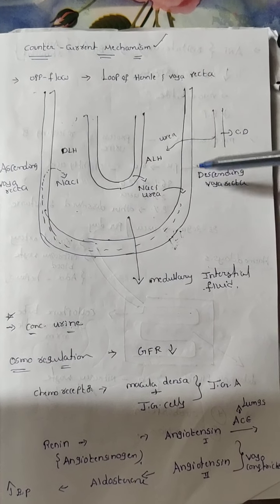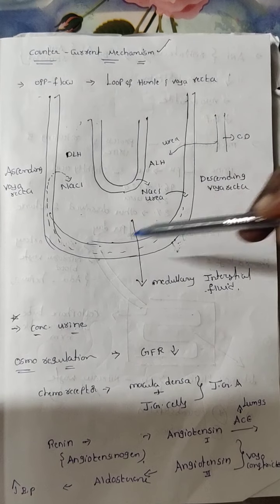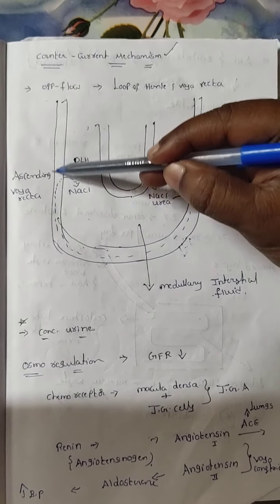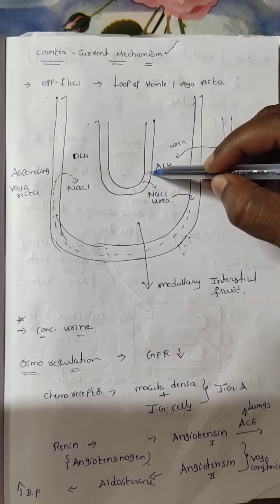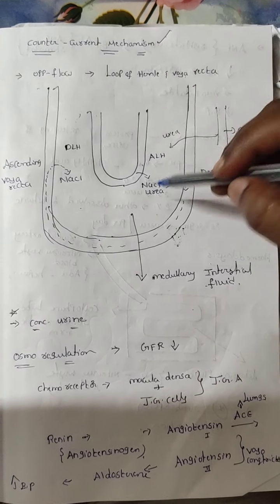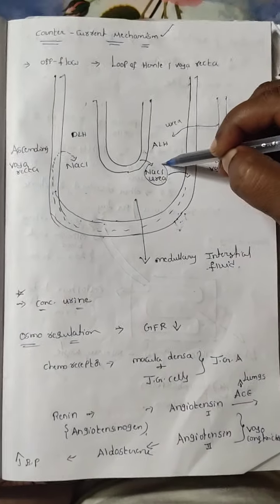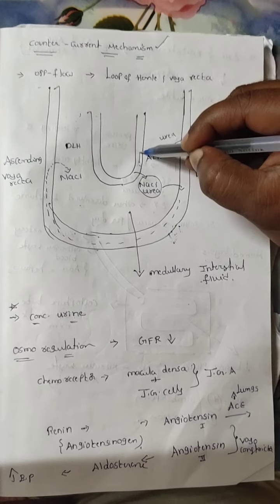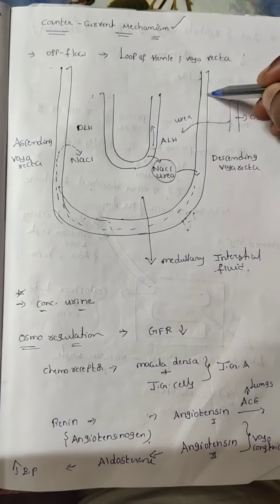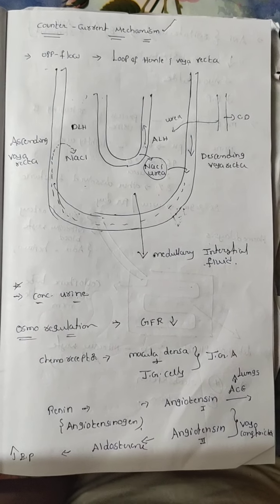From the upper region to the lower region, this is called the descending vasa recta, and this one is the ascending vasa recta. I already said the ascending loop of Henle is permeable to electrolytes. What electrolytes? NaCl and urea. Now here you have to observe: in the ascending loop of Henle the flow is like this, but in the descending vasa recta the flow is like this. This is the opposite manner.